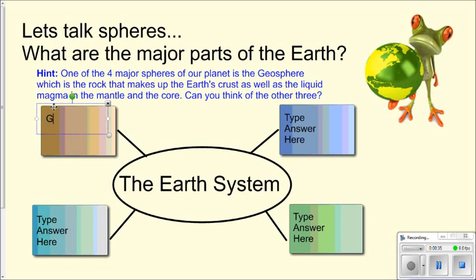And the geosphere is the part of our planet that is responsible for the rock, the solid material that makes up our planet. It includes the crust, the mantle underneath, which is liquid magma, and the core of the planet.